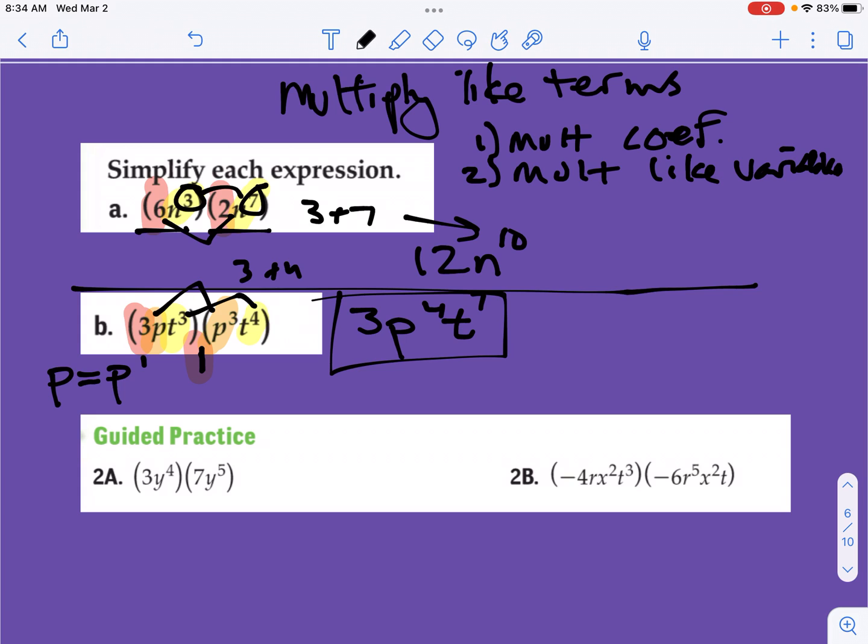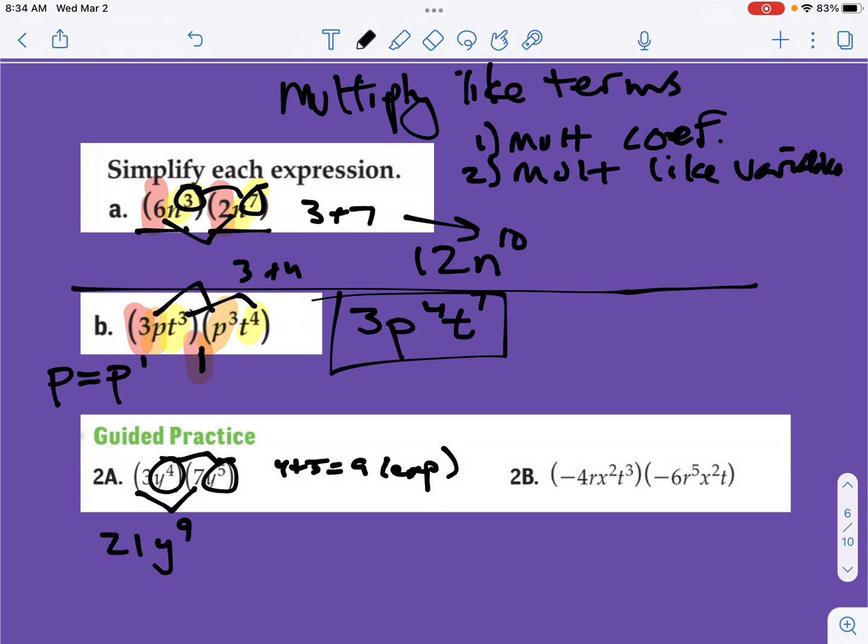All right, so guided practice problem 2A here. So we're going to do our numbers first. So we're going to our coefficients. 3 times 7 is 21. And then I'm going to do y to the 4th and y to the 5th, and that is going to give me y to the 9th power because we're adding 4 and 5 to get 9 as our exponent, right?